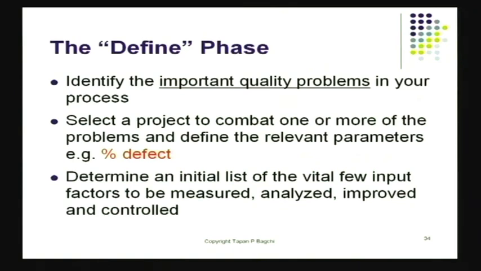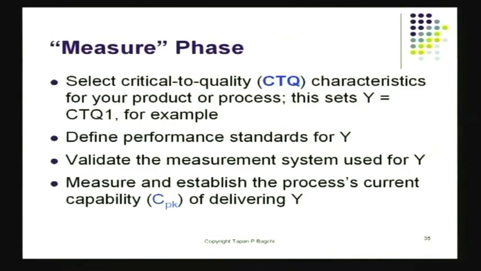and define the relevant parameters, and these would normally be defined using those CTQs as percent defects as they prevail today. And you'll be looking at some input factors, and this is something where you could produce an initial list. Then of course you'll be going to measuring the CTQs. That's something you'd like to be able to do.